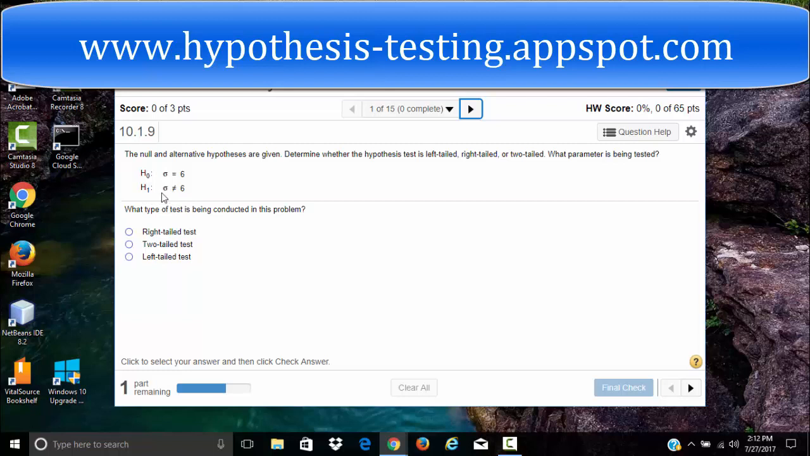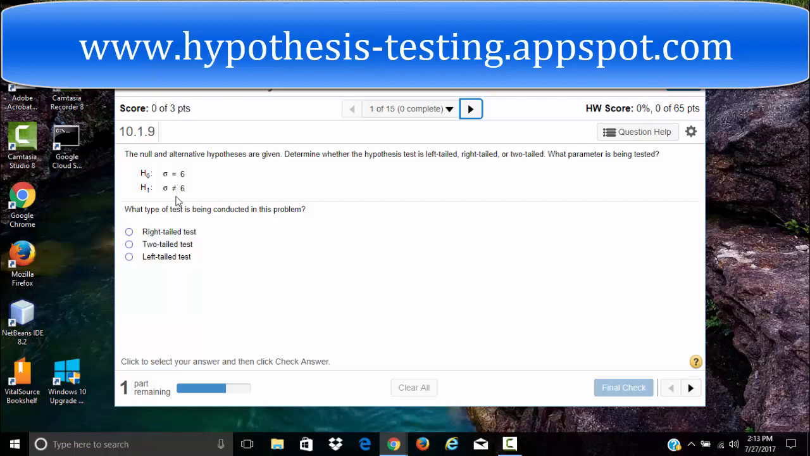So when you look at the alternative hypothesis, if it is not equal to, that means it is two-tailed. If it is not equal to, it could be less than that or it could be greater than that. So that means it's two-tailed. If the alternative hypothesis was that the population standard deviation was less than 6, then it would be one-tailed, left-tailed.